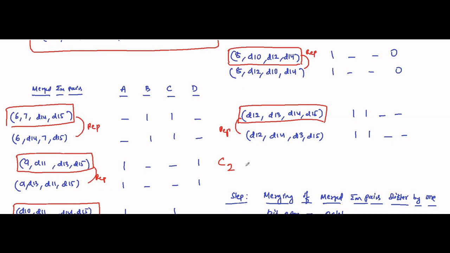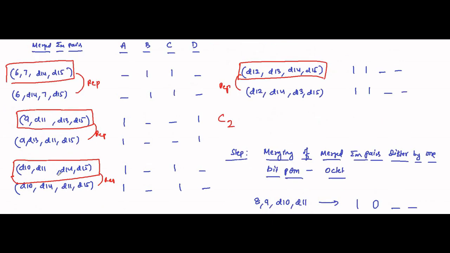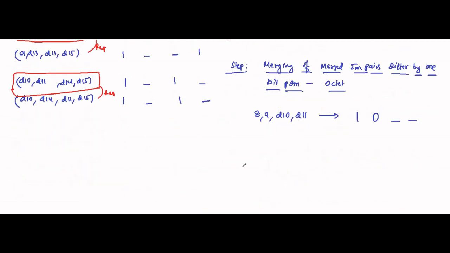8, 9, D10, D11, and here we have this one, D12, D13, D14, D15, D12, D13, D14, D15, it is 1, 1, dash, dash.